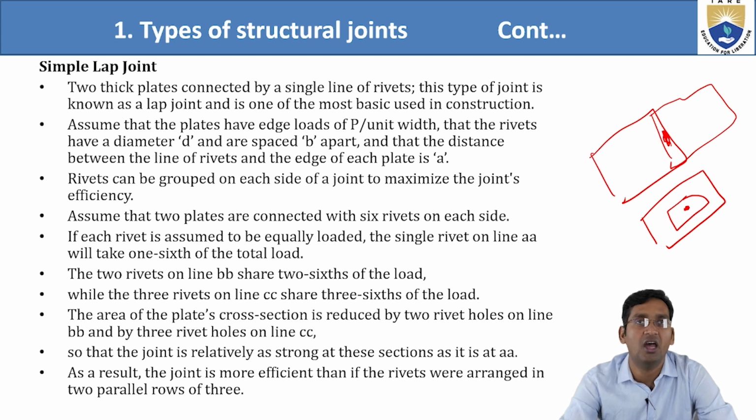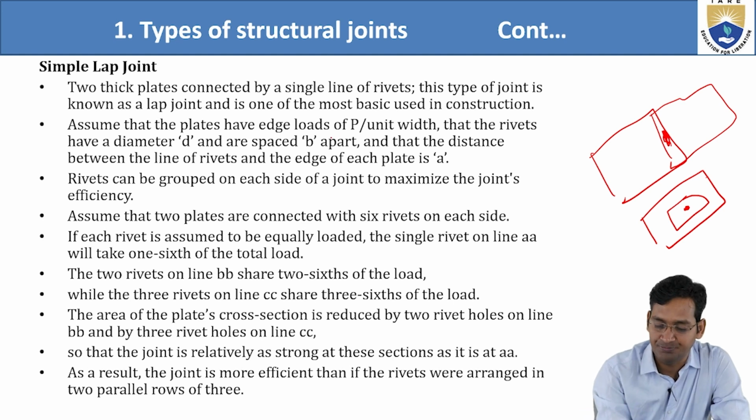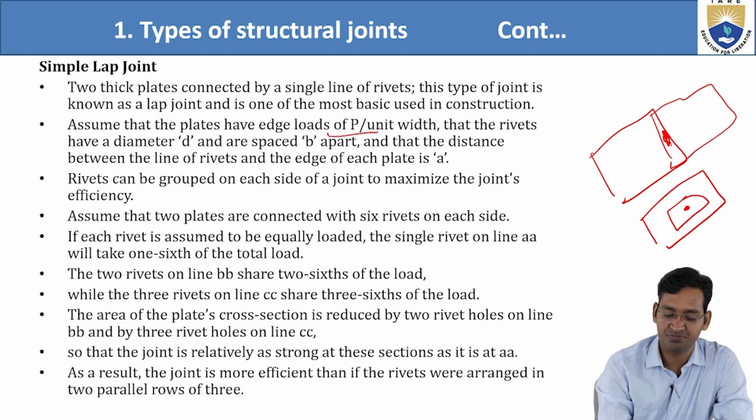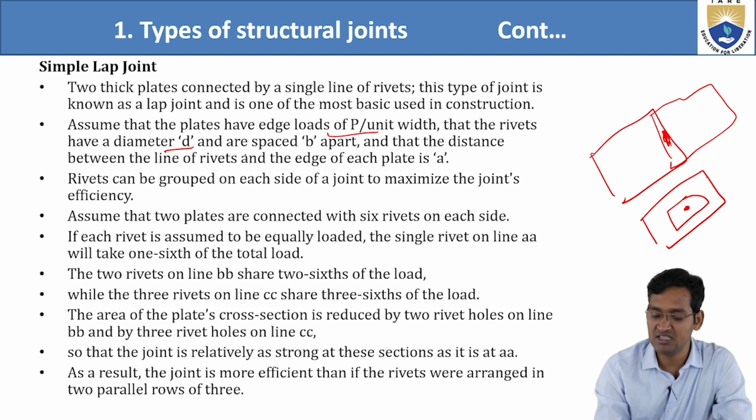Assume that the plates have an edge load of P per unit. So they are experiencing a load P acting on the rivets. The rivets have a diameter D, where D is the diameter of the rivet, and are spaced B apart.